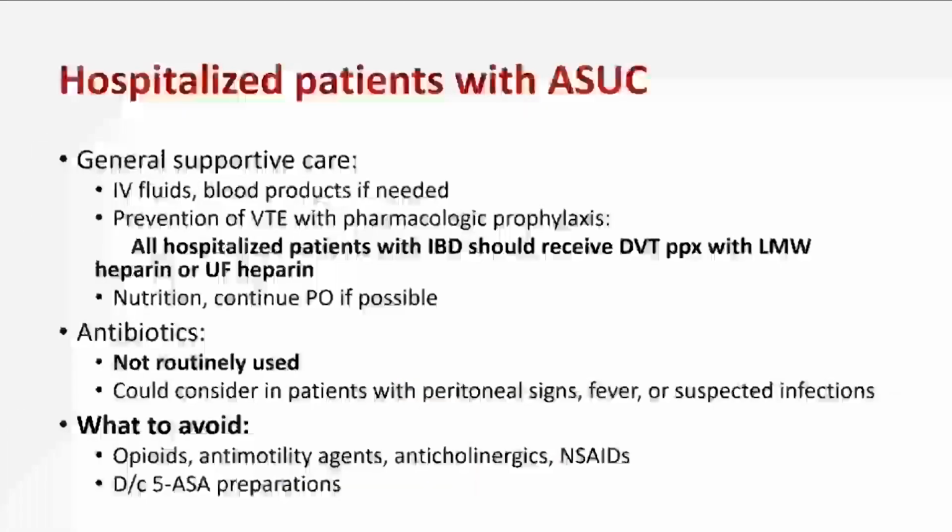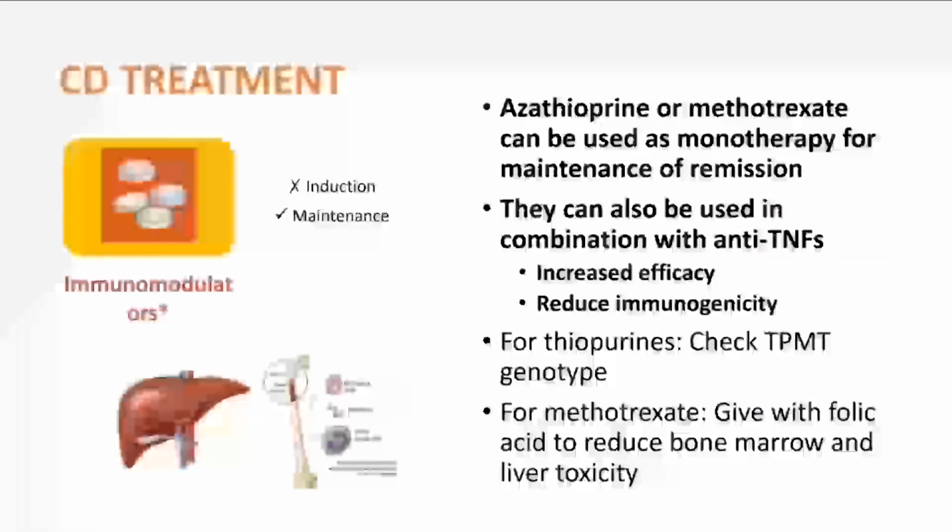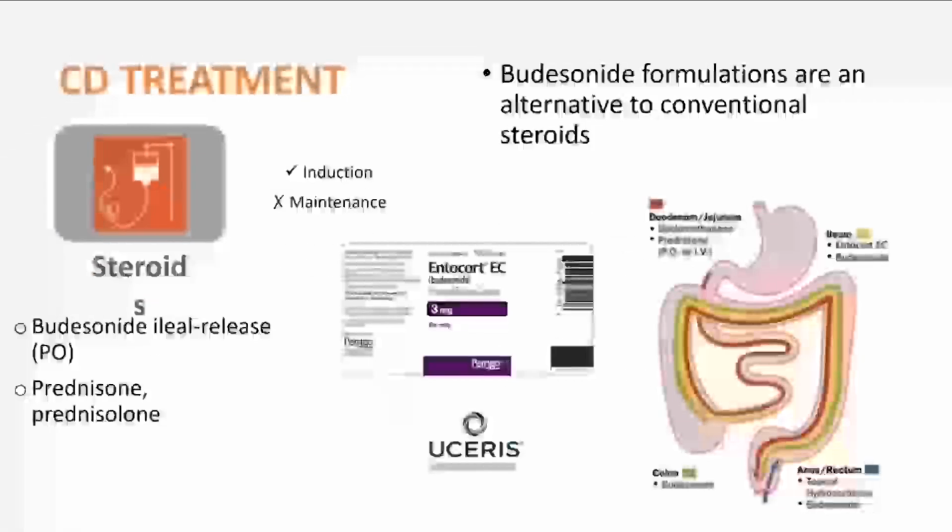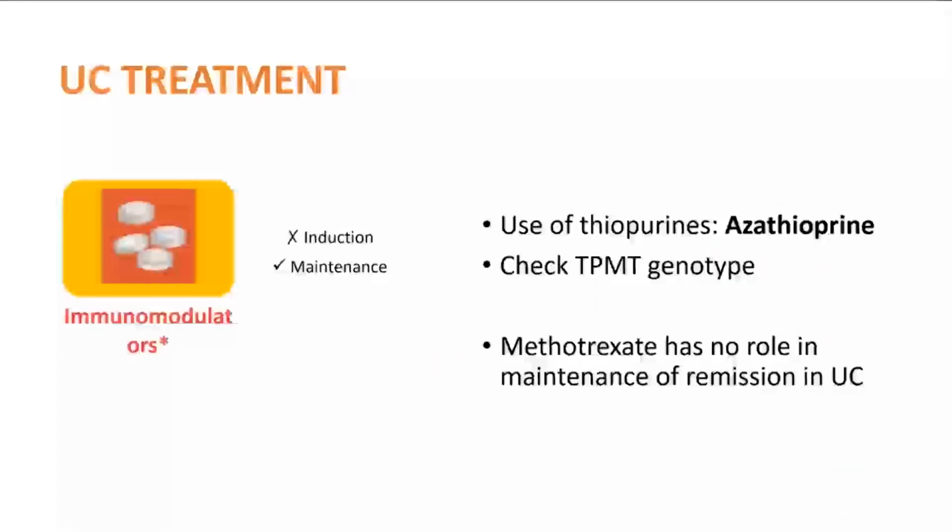I'm going to go back to the treatment, and especially I just want to mention the immunomodulators and biologics. So for ulcerative colitis, you can use azathioprine, and methotrexate has no role. So you're basically going to use only azathioprine.